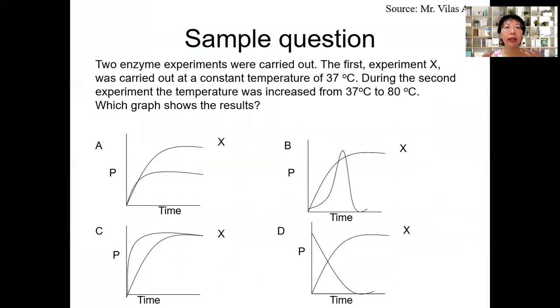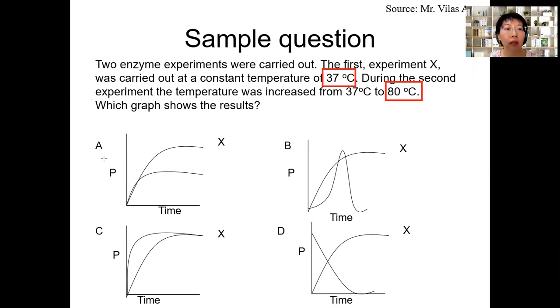So let's try this question. It's a past year question. Two enzyme experiments were carried out. The first experiment, X, was carried out at a constant temperature, 37 degrees Celsius. And during the second experiment, temperature was increased from 38 to 80 degrees Celsius. So which graph shows the result?